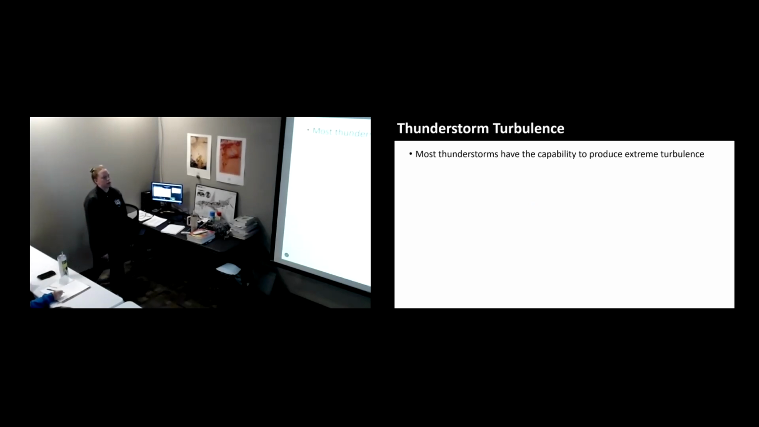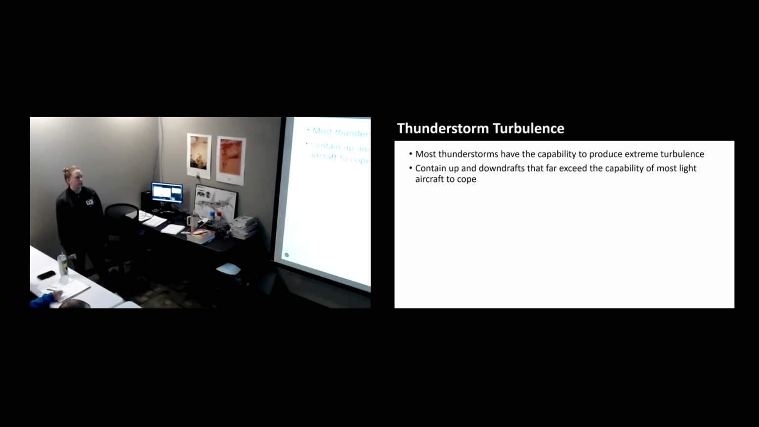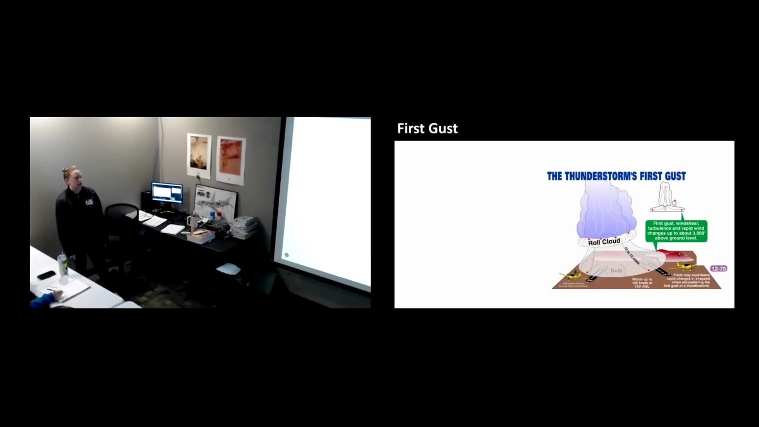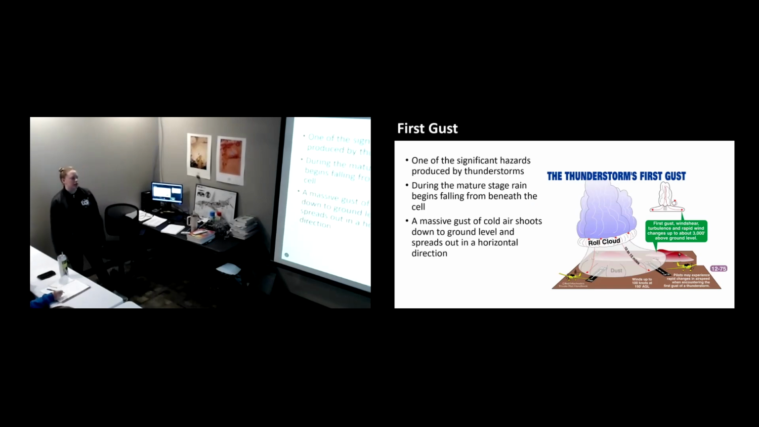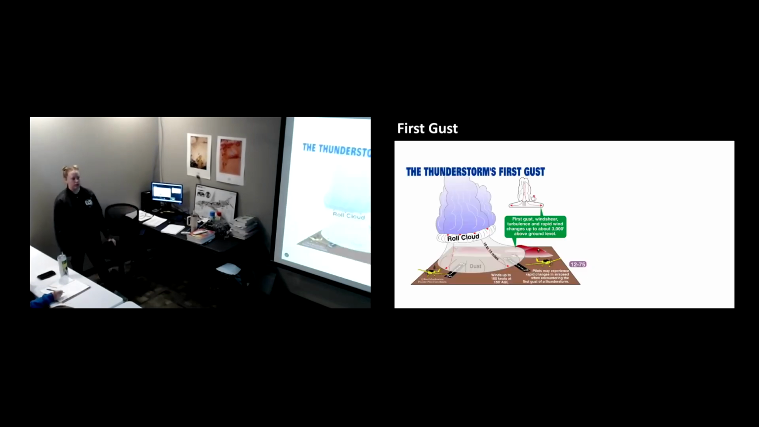Turbulence. Thunderstorms have the capability to give a lot of turbulence. We talked about that. And the first gusts, one of the significant hazards produced by thunderstorms. During the mature stage, rain begins to fall underneath the cell. A massive gust of cold air shoots down to ground level and spreads out in a horizontal motion, like the picture.